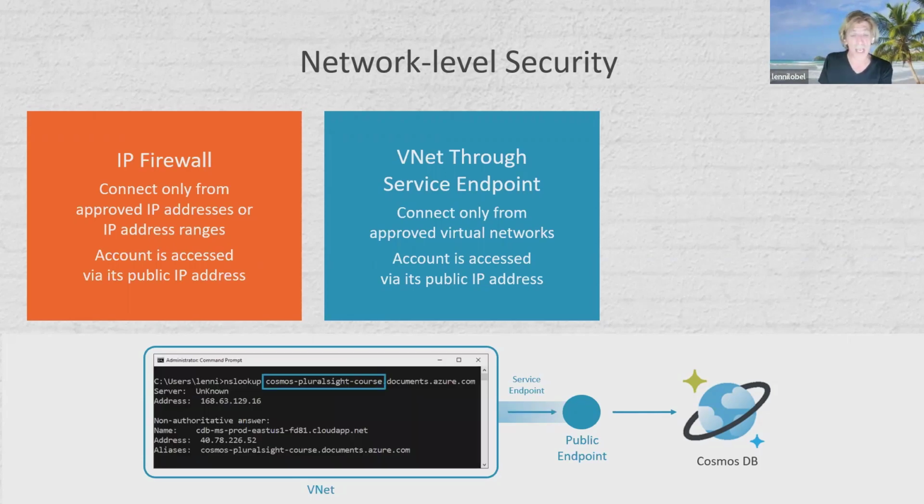If you're inside of that VNet and you do an NS lookup, what you'll see is that the IP address of that Cosmos DB account is still a public IP address. So Cosmos DB is still publicly accessible over the internet, and this virtual network itself, the resources inside of this VNet, are themselves publicly accessible and have public internet access. They can access the internet and vice versa, right?